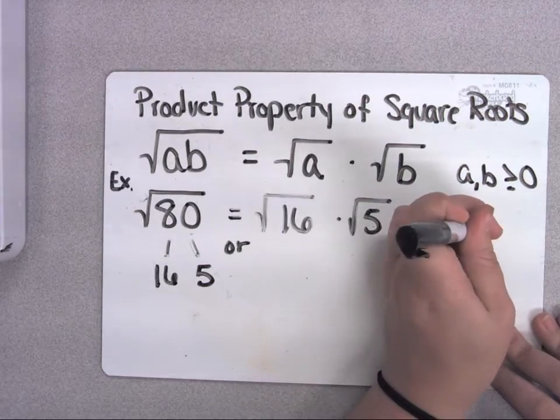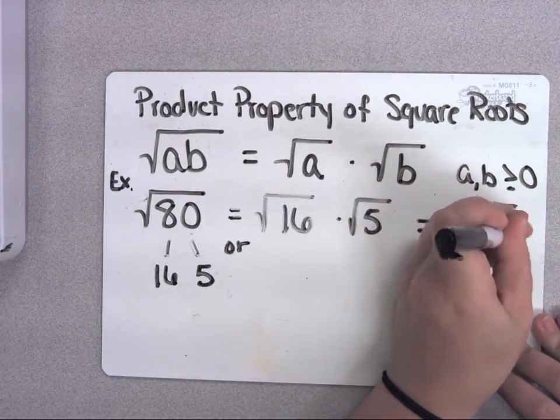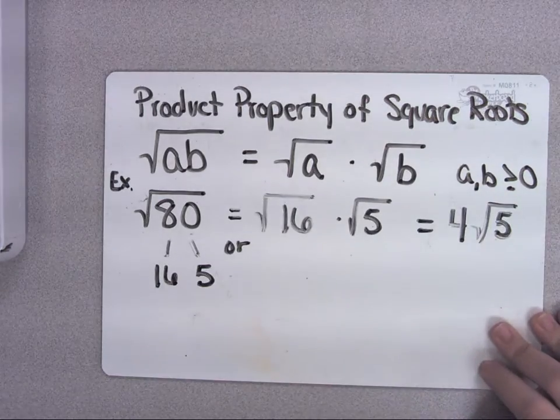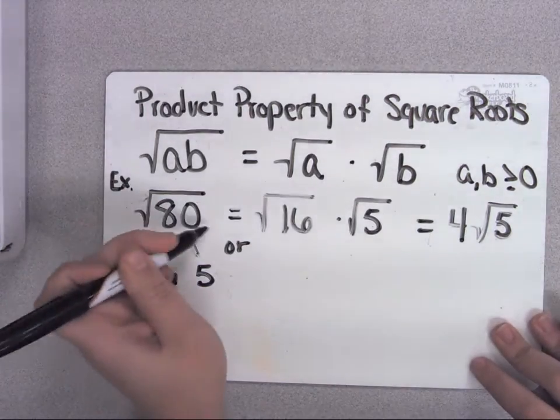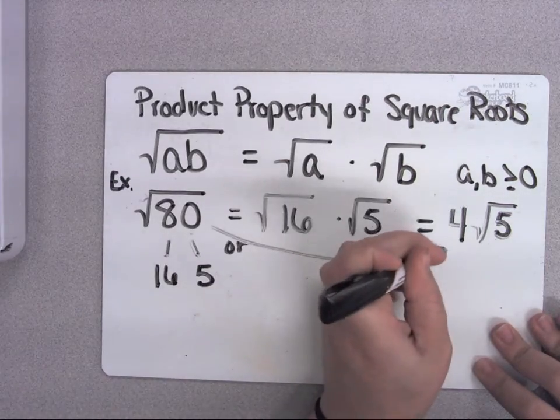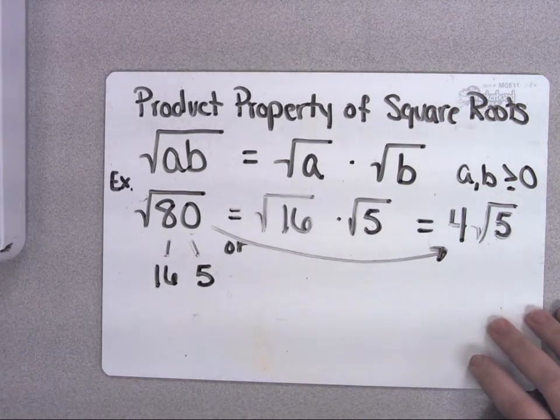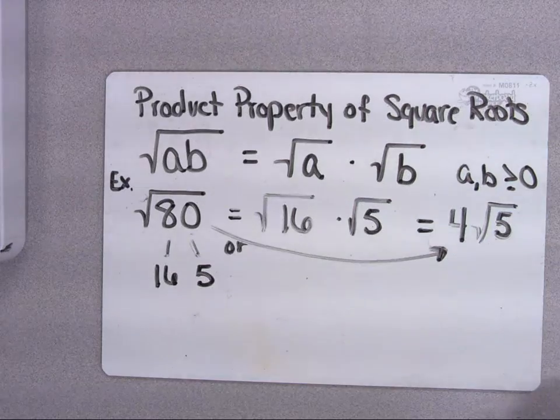Since that's a prime number, you would leave it as the square root of 5, which means we just went from the square root of 80 all the way to 4 square root of 5. If you type them both in your calculator, the square root of 80 and 4 times the square root of 5, they make the same decimal. So they are equivalent, it's just the way they're written. This is just simplest form.